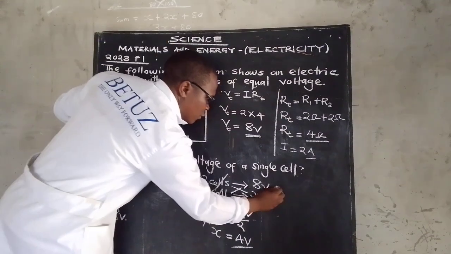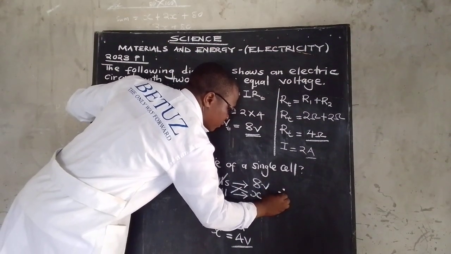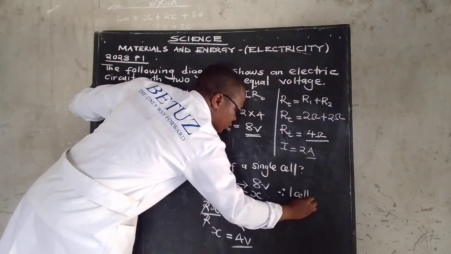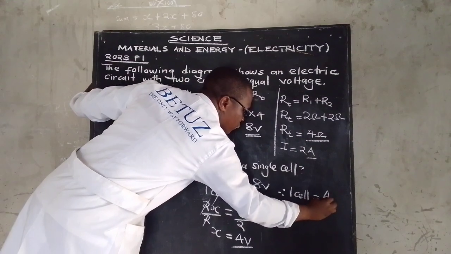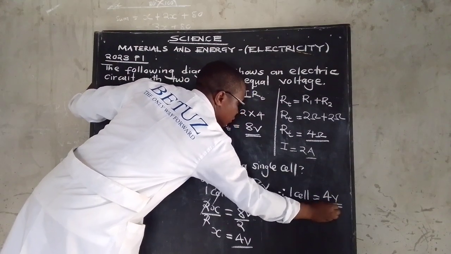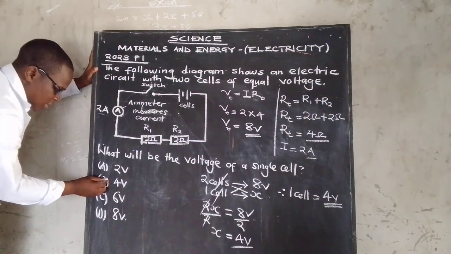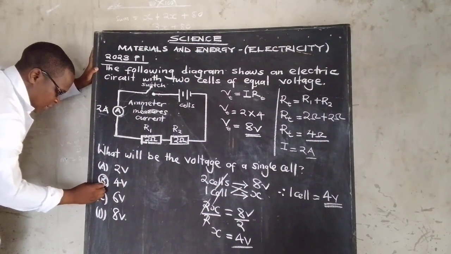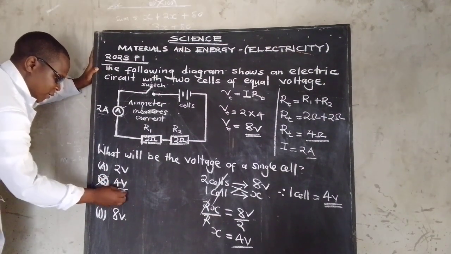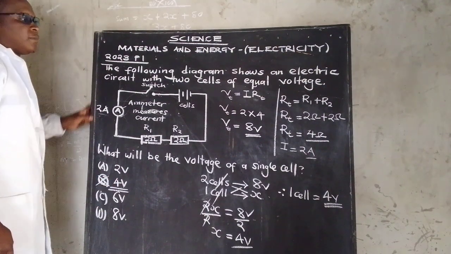So one cell is equal to 4 volts. Our answer in this case is B. As simple as that.